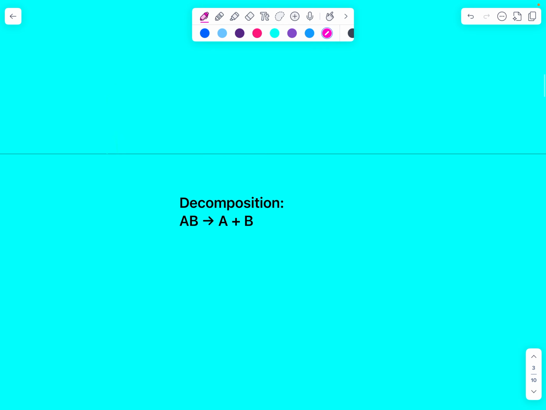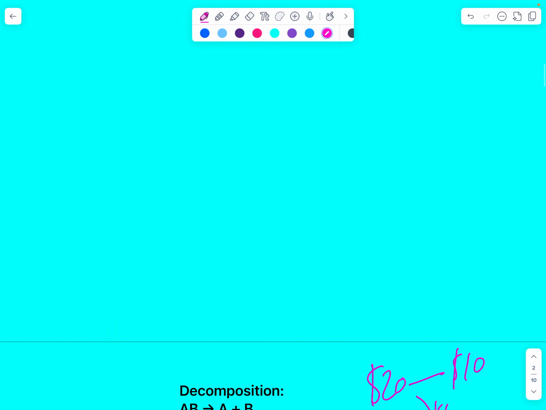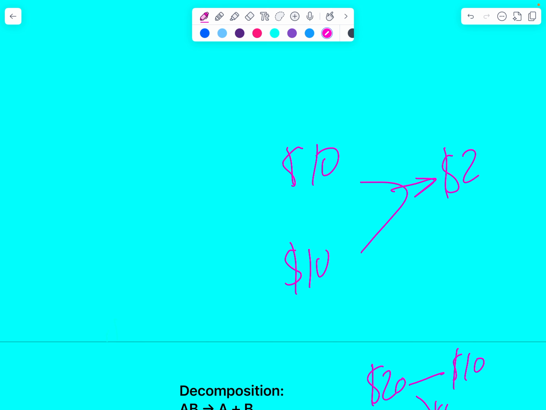We have decomposition. It's the opposite. So it's when one compound breaks apart into simpler substances. Okay, so it's kind of like you have a $20 bill and you broke it into two $10 bills, right? Versus synthesis, it's you have a $10 bill, and then you got another $10 bill, and then you combine to make $20. You see what I'm saying?